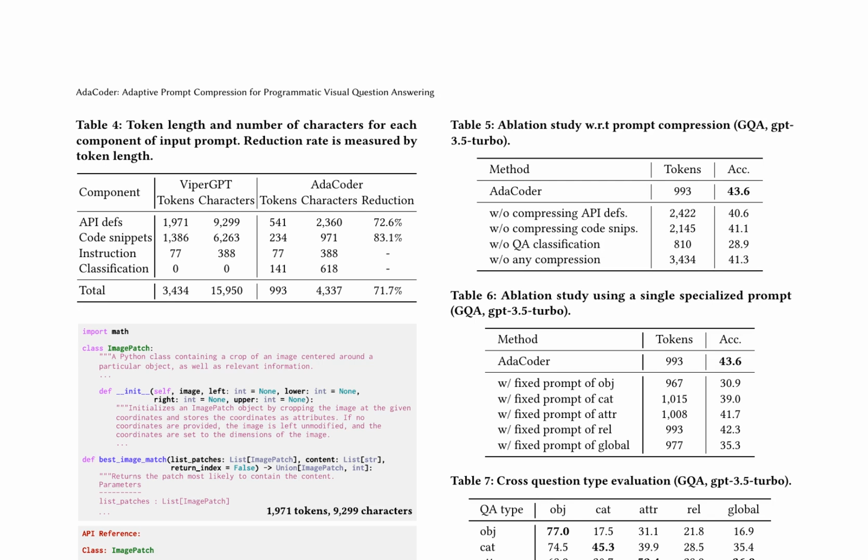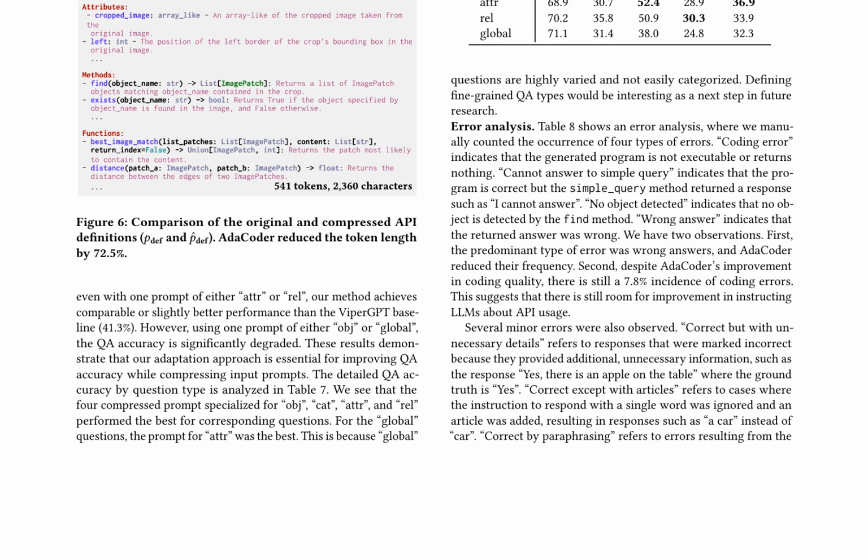The authors conduct a comprehensive ablation study to evaluate the impact of different components of the prompt compression on QA accuracy, with results presented in Table 5. They find that compressing API definitions, code snippets, and instructions all contribute to improved QA accuracy. The effectiveness of using a single specialized prompt for different question types is also evaluated, with results presented in Table 6. The 4 compressed prompts specialized for obj, cat, adder, and rel perform the best for corresponding questions.